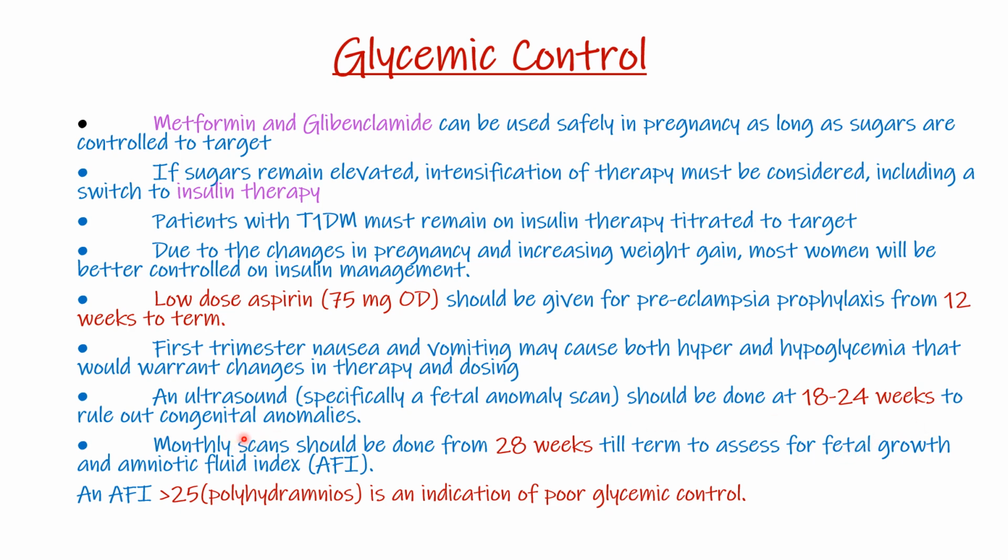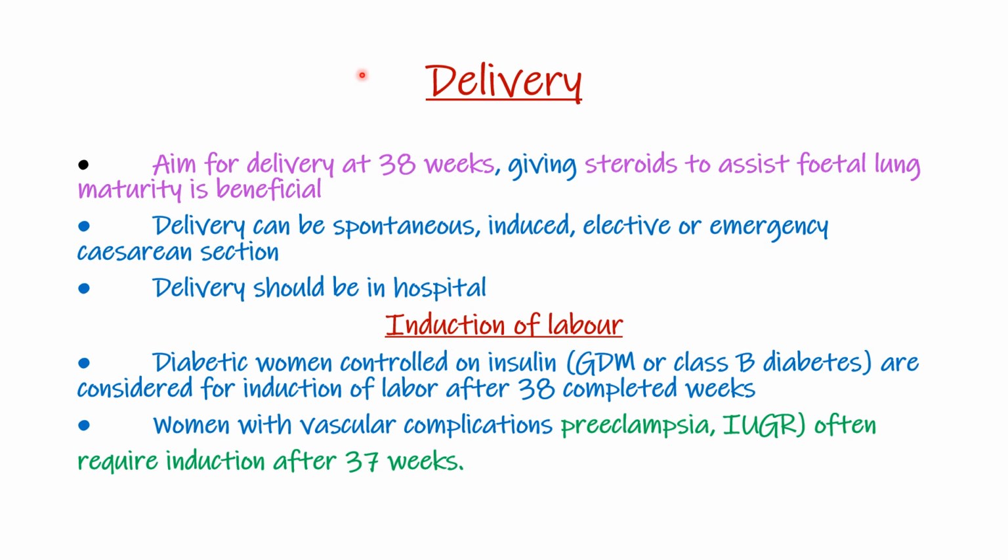And then monthly scans should be done from 28 weeks till term to assess fetal growth and amniotic fluid index to assess polyhydramnios. If it is greater than 25, this is an indication of polyhydramnios, which is an indication of poor glycemic control. So management in terms of delivery, we normally aim delivery at 38 weeks, and giving steroids to assist fetal lung maturity is usually beneficial. The delivery can be spontaneous, induced, elective, or emergency CS depending on the individual patient. And the delivery should be done in hospital.